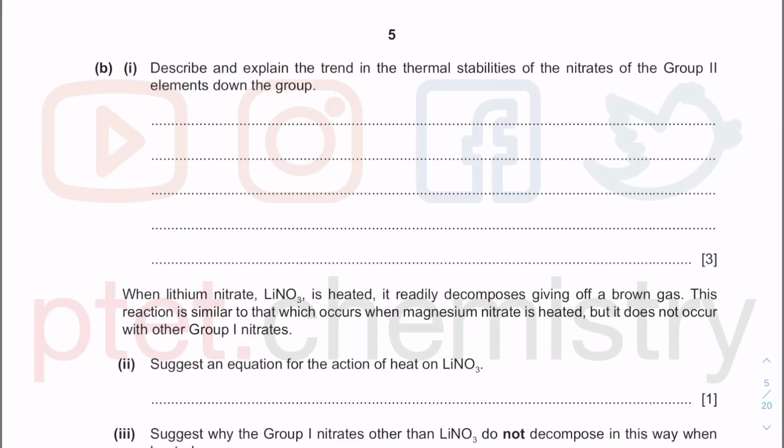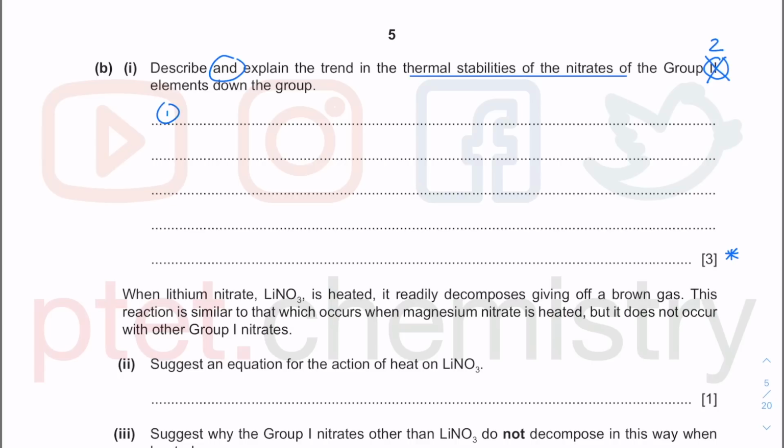In this next question, this is about a fixed essay for 3 marks. It's a fixed essay because you can definitely prepare for this. Thermal stability of the group 2 nitrates. In the new specification, they will have changed the Roman numeral to a number, group 2 nitrates. And it's the same trend as the thermal stability of the group 2 carbonates. So we just need to be able to prepare our essay.